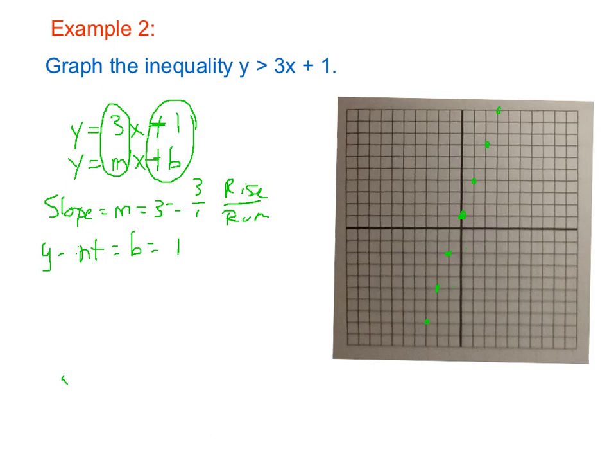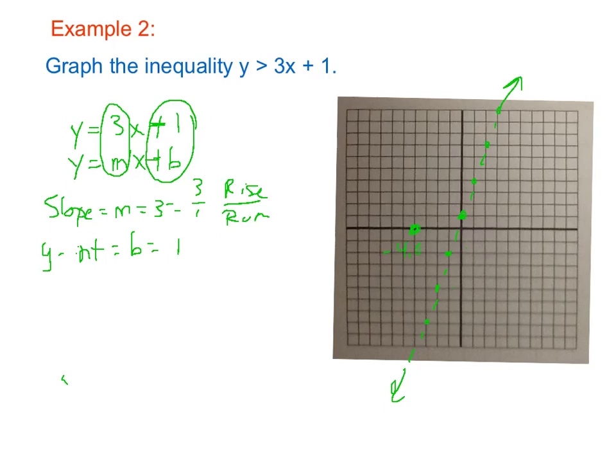We've got a greater than symbol. So that means we want to use a dashed line. The dashed line is going to look like this, and I'm going to put an arrow on both ends to show that it continues out infinitely. And next we want to pick a point to test that's not on that boundary line. So like this point here.